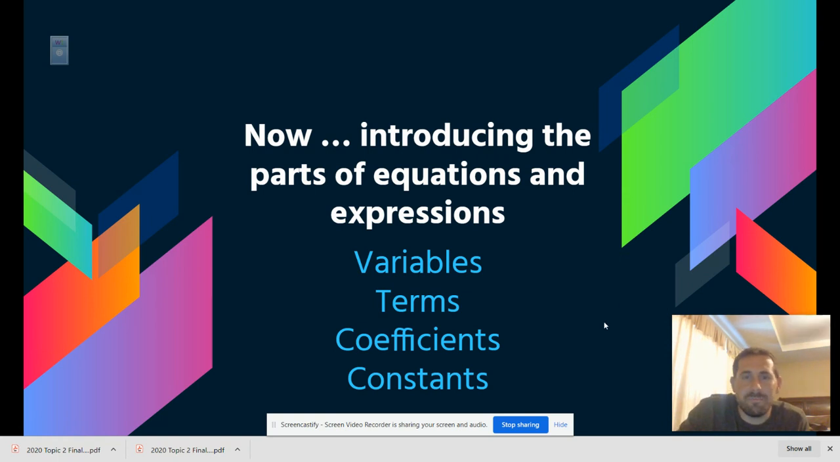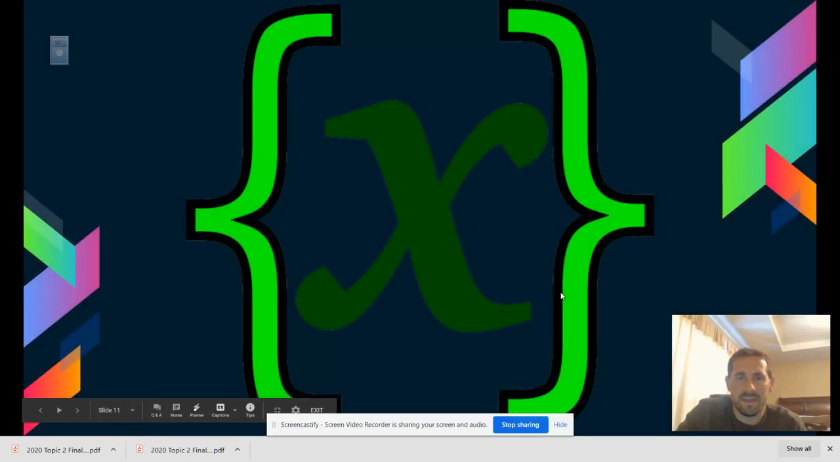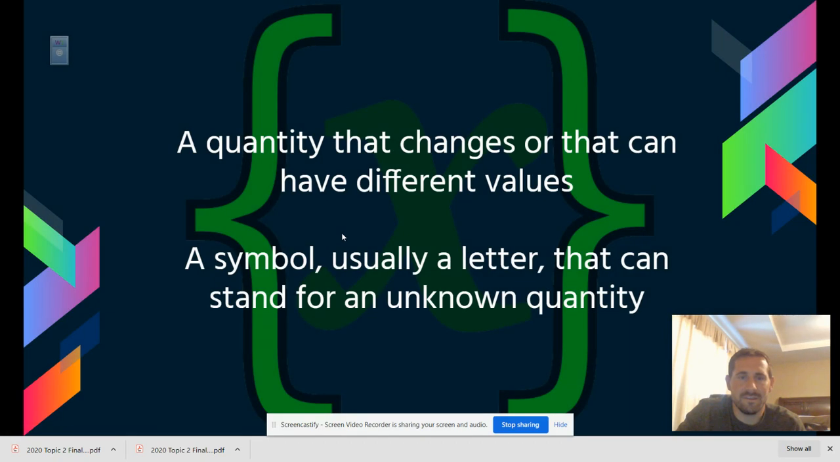So now introducing the parts of an equation and expression. We have variables, we have terms, we have coefficients, and we have constants. So we're going to break down each of these terms for you to better understand. So here we have x. What is x? It's a quantity that changes or that can have different values. It's a symbol, usually a letter, that can stand for an unknown quantity.